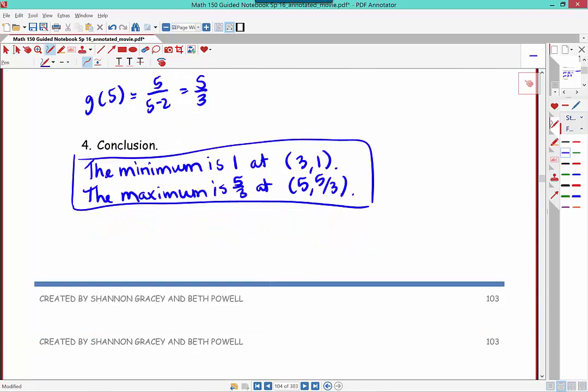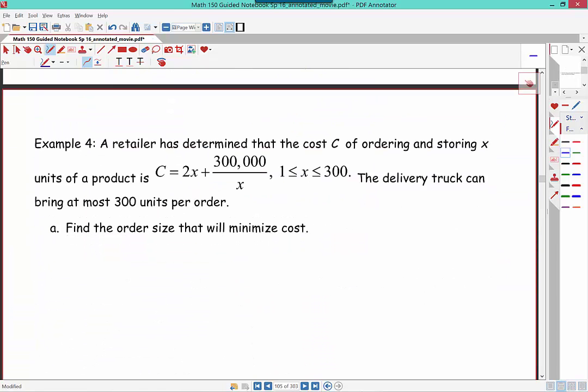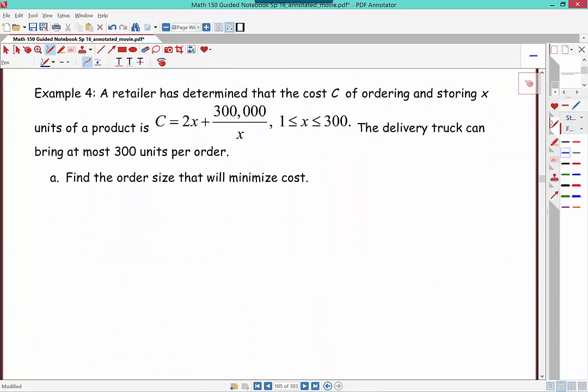And so the next one is our last problem. So don't get too excited. All right, so here we go. This is an application. You've got a retailer. They've determined that the cost of ordering and storing x units of product is C equals 2x plus 300,000 over x, and x is between 1 and 300 inclusive. So the delivery truck can bring at most 300 units per order.